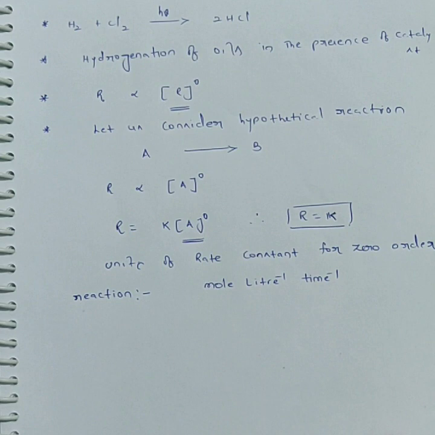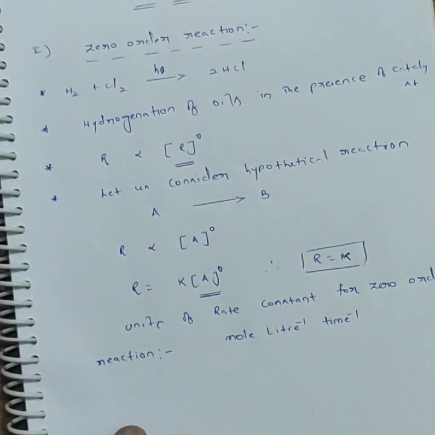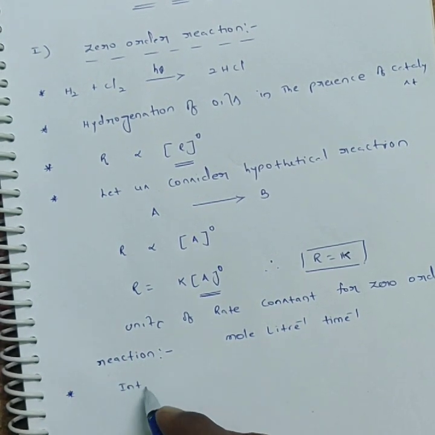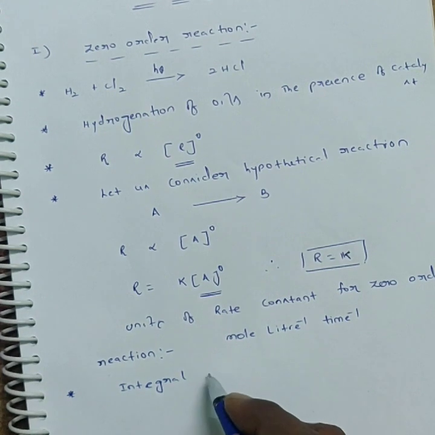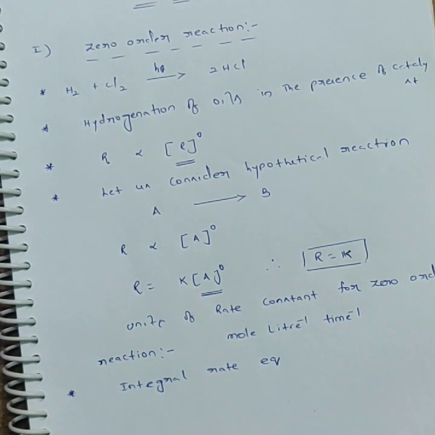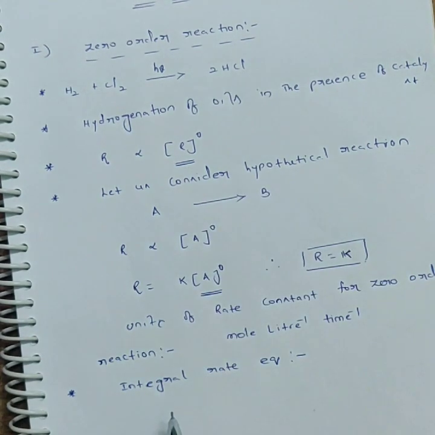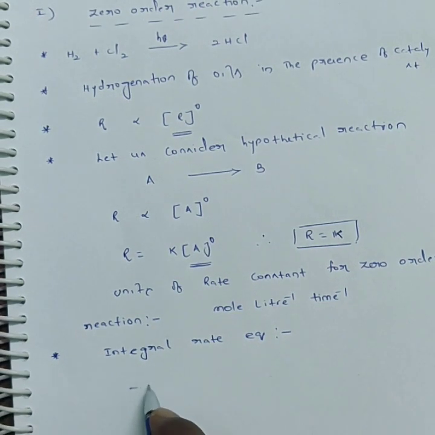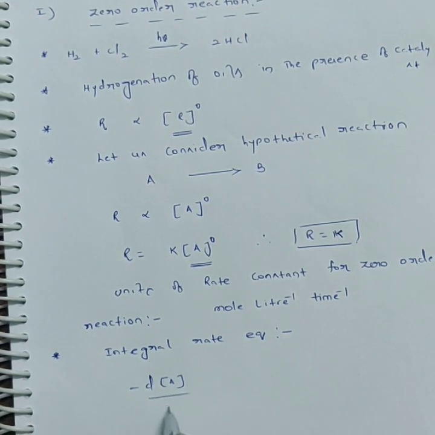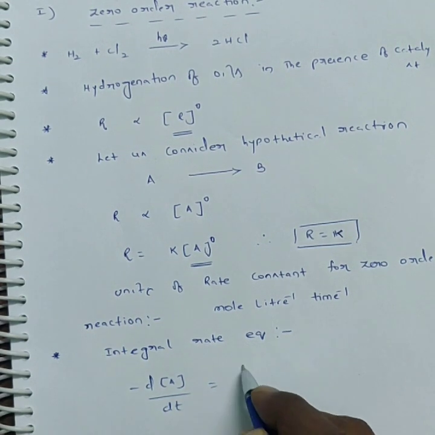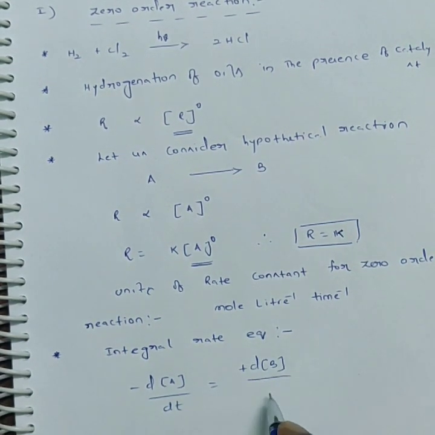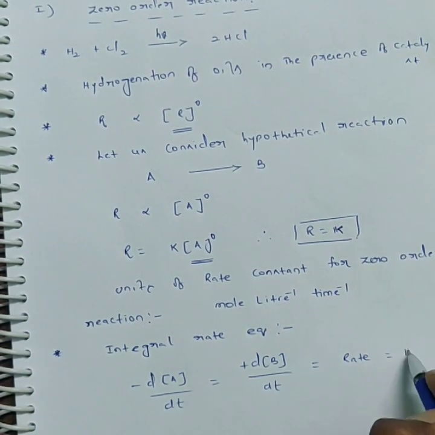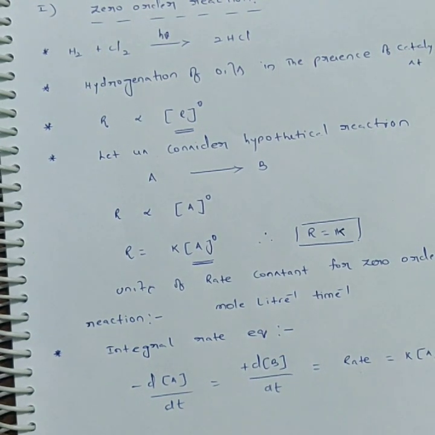Now come to the integral rate equation for zero order. Let us consider the above reaction only. We know that A gives rise to B. So according to law of mass action, change in concentration of A by change in time is equal to change in concentration of B by change in time. This is in turn equal to rate, am I right? So this is in turn equal to K into concentration of A power 0.